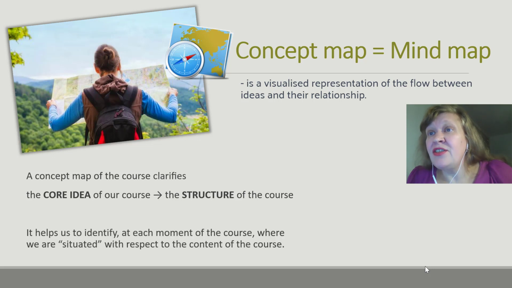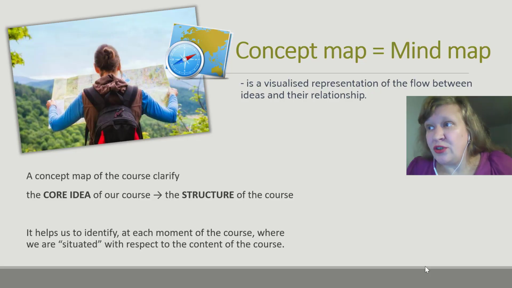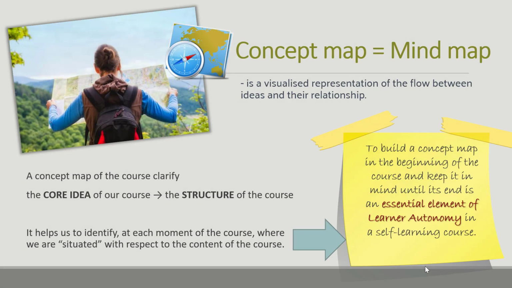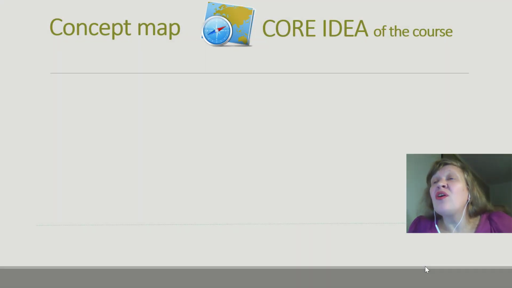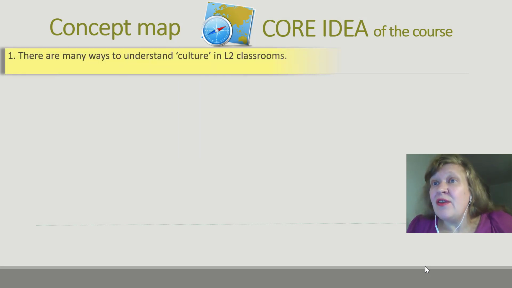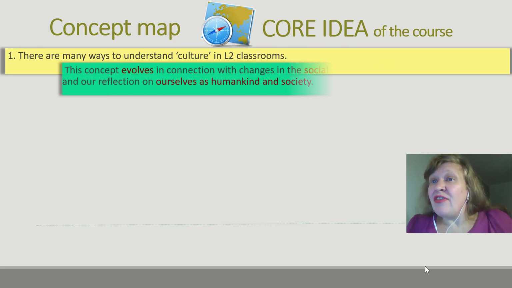It helps us identify where we are situated with regard to the content of the course. Therefore, building a concept map at the beginning of the course and keeping it in mind until its end is an essential element of learner autonomy. The core idea of the course, as we remember it from the introductory unit, is based on two statements. The first statement is that there are many ways to understand culture in second language classrooms.